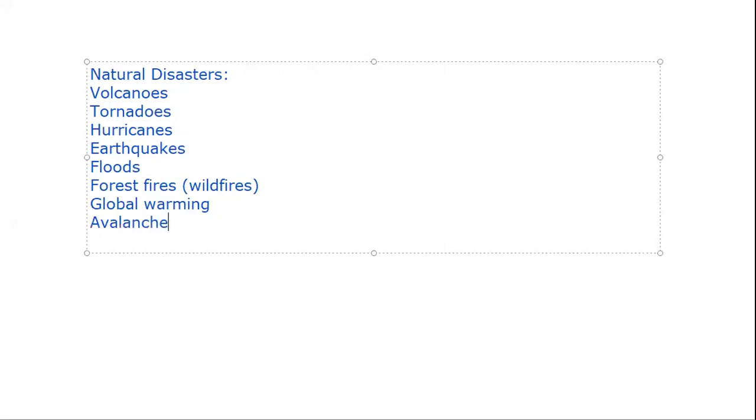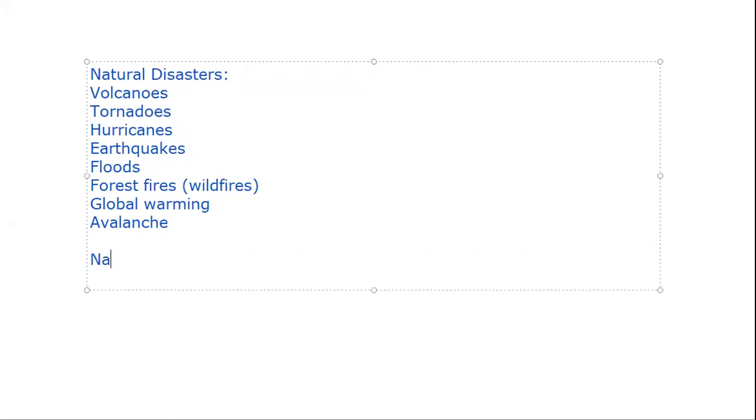What's an avalanche? Snow. It happened in Texas like a month ago. Is it snow melting? No, it's when the snow mountains fall, actually. Exactly. A mountain of snow just collapses. There's an interesting movie called Avalanche. Okay, so those are natural disasters.